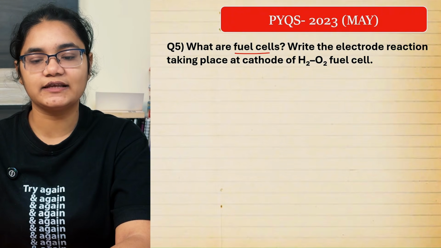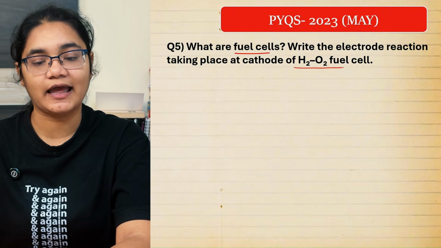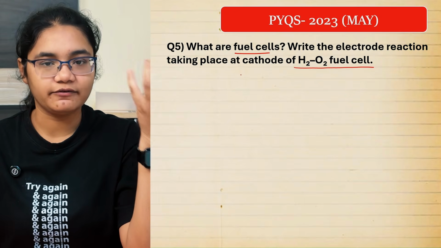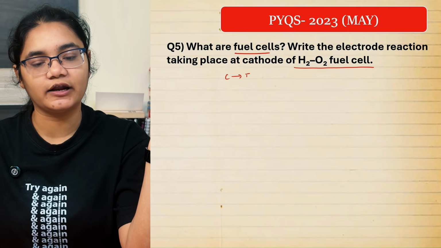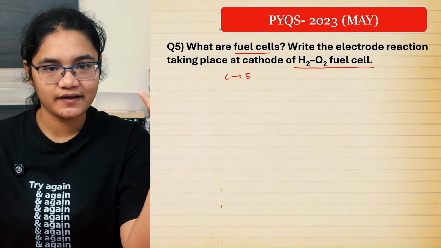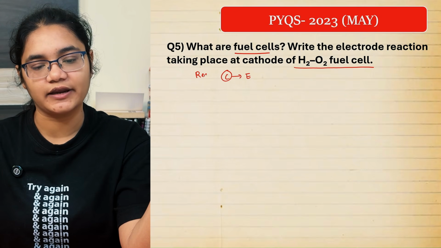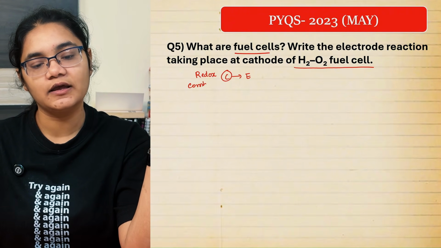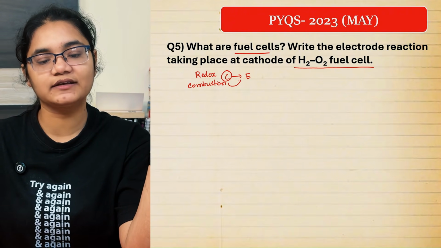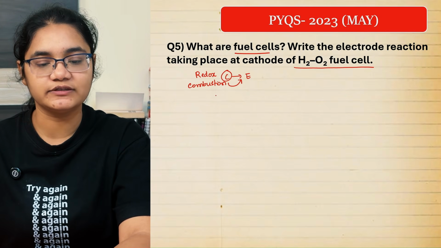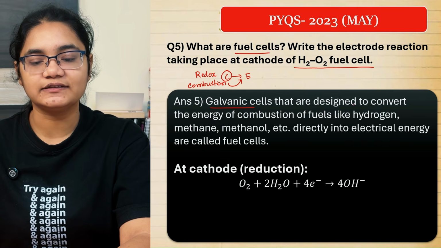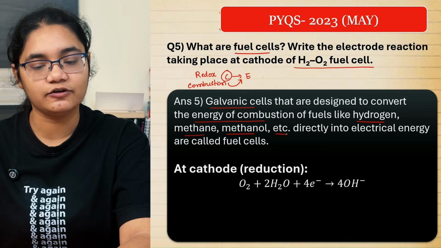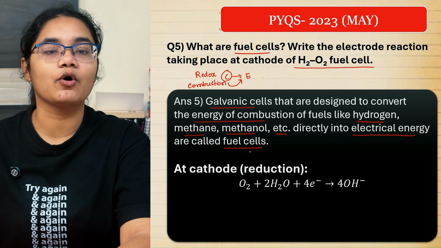Next, what are fuel cells, and write the electrode reaction taking place at the cathode of the H2-O2 fuel cell. Now see, galvanic cells are those in which chemical energy is converted to electrical energy. In the Daniel cell which we have studied, the chemical energy comes from a redox reaction. But there can be certain galvanic cells where the chemical energy comes from the combustion of fuels and is converted to electrical energy; that is called a fuel cell. Galvanic cells designed to convert the energy of combustion of fuels like hydrogen, methane, methanol, etc. directly into electrical energy are called fuel cells.